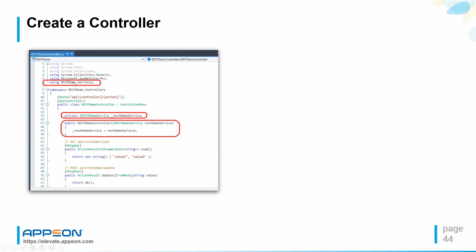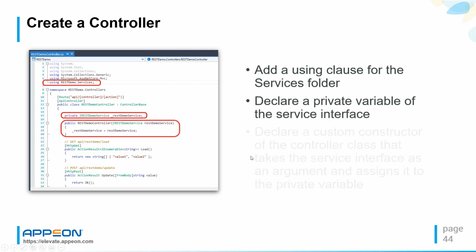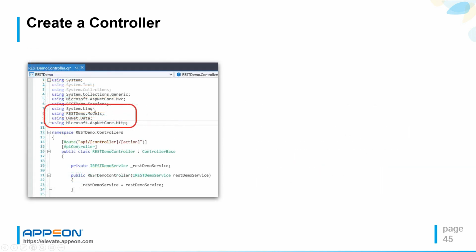So I'm going to add a reference to the services folder because I'm going to be referencing that service. Declare an instance variable to service, pass it on the controller, and set the variable based on the passed in service. Now I'm going to add a bunch of other using clauses here. One's the system.links. I'm going to add the model folder because I'm going to be using the POCO object. I'm going to be adding dw.data because I'm going to be using the iData store. And then I'm going to be using Microsoft ASP.NET Core.http because I'm going to be referencing different return codes that the service could provide.